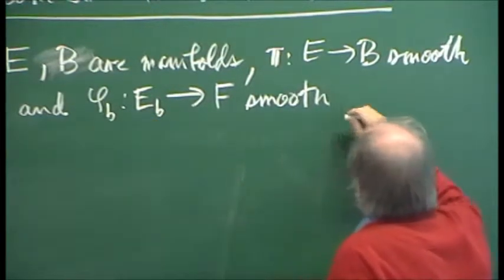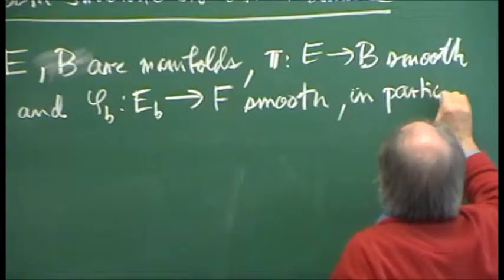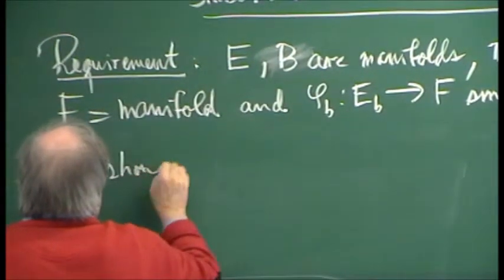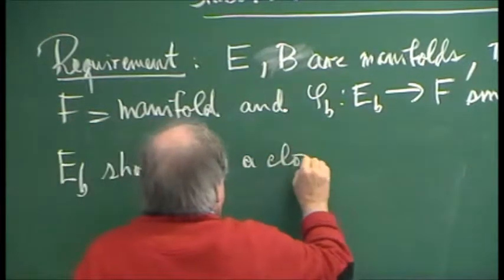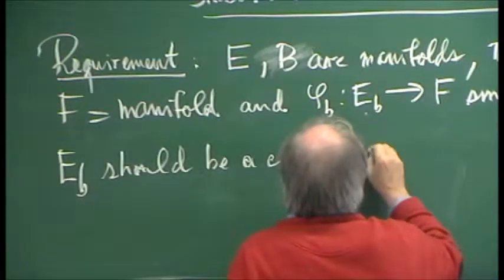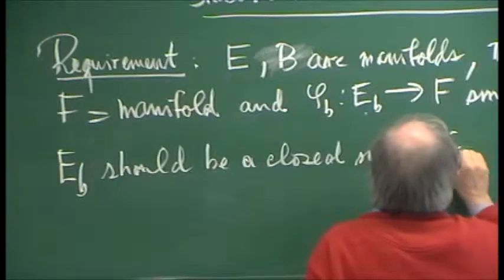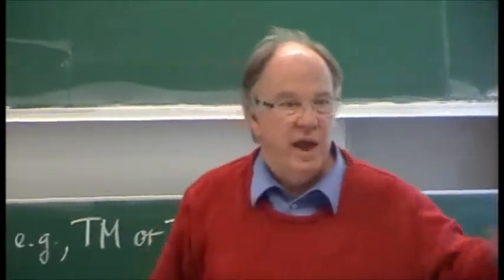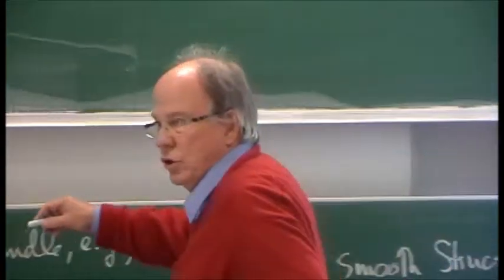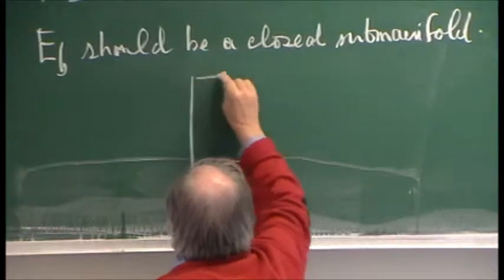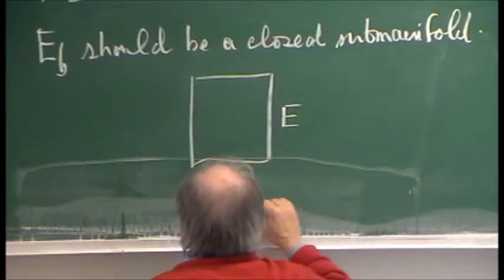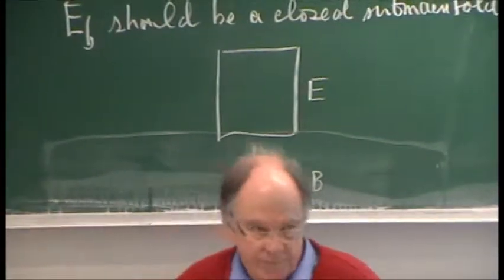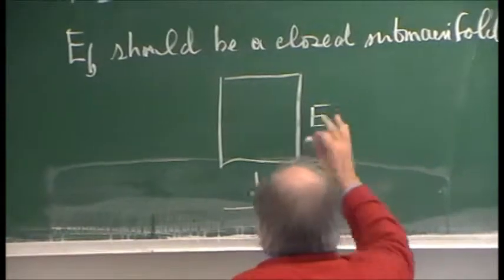Now what does this mean? This E_B has to, in particular, be a submanifold, a closed submanifold of the everything in sight should be smooth. Just close your eyes and say, everything has to be smooth. Okay? So here's the picture. Here is E. Here is B. Here is this map, which is surjective. This has now manifold structure.